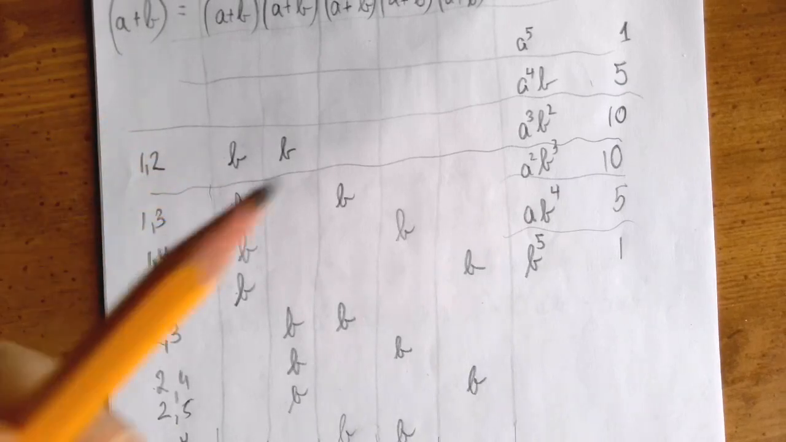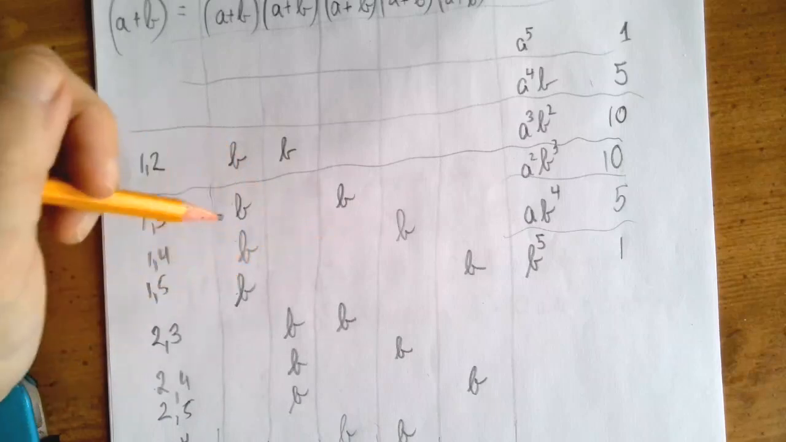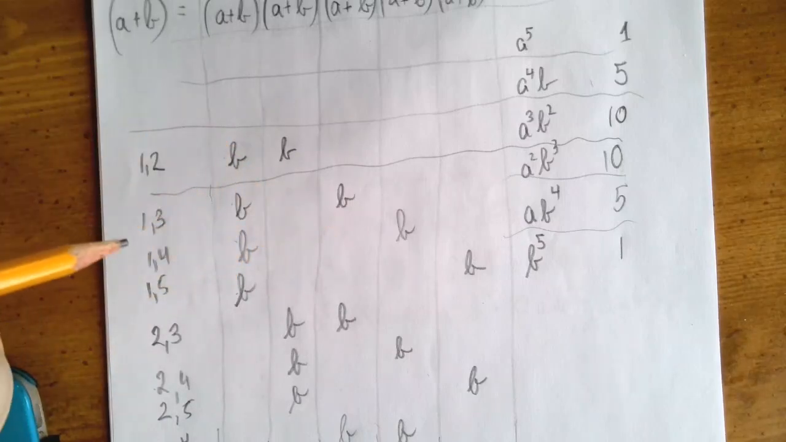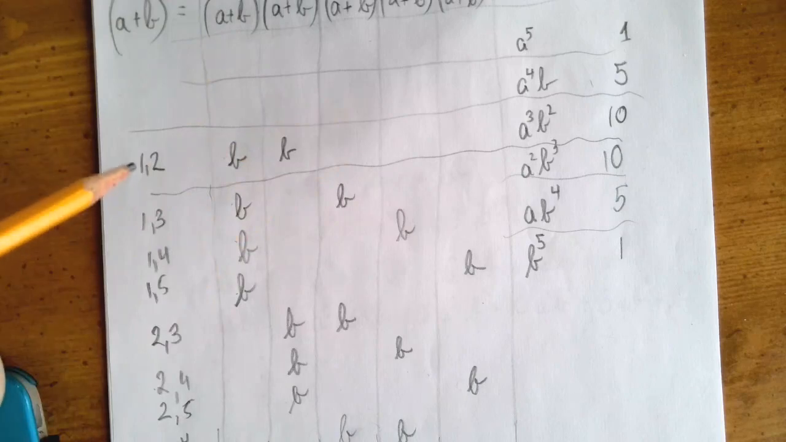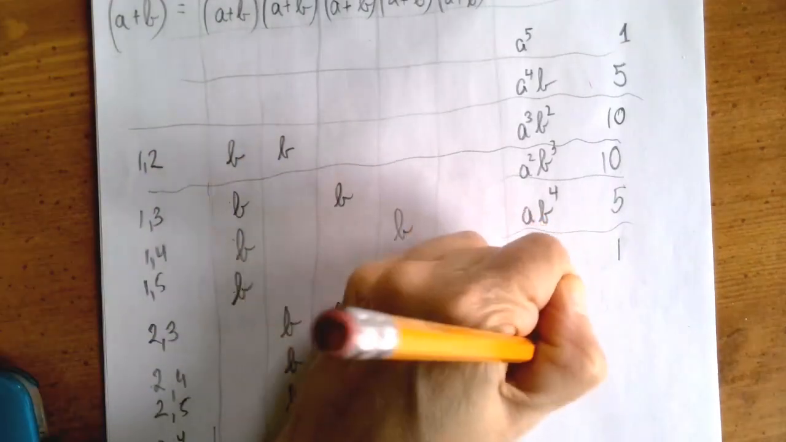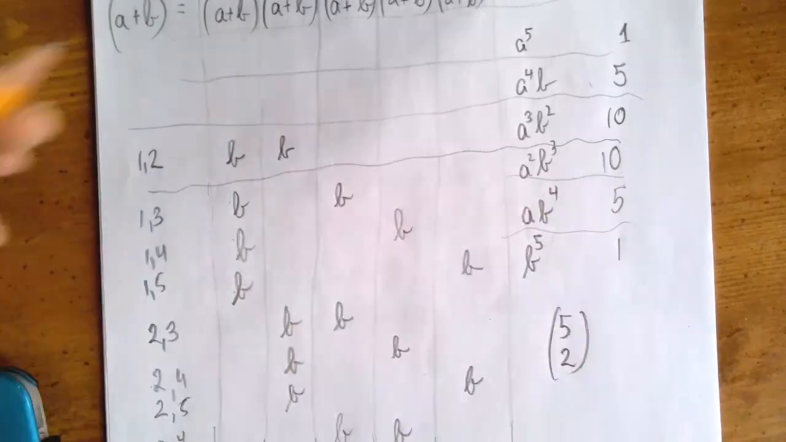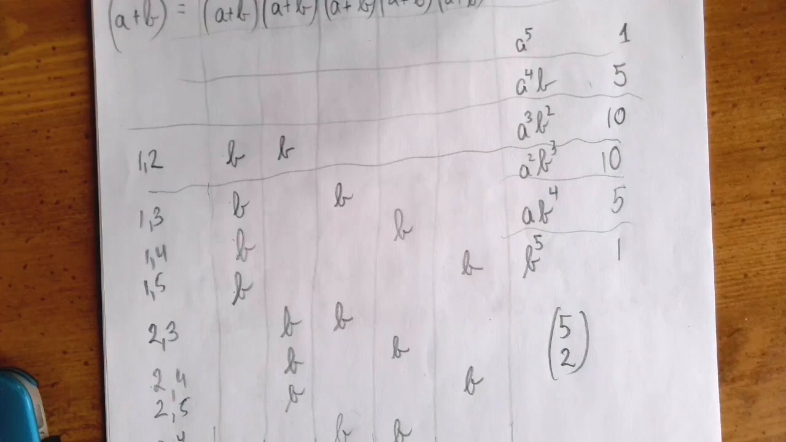Okay, so the big question is, what did we count here? So in the case of a cubed b squared, we just traced where b could be selected, and out of 5 parentheses, twice we had to pick b, and that's 5 choose 2, right? Out of the 5 spots, which 2 did we select to pick b from? And the rest was by default a.